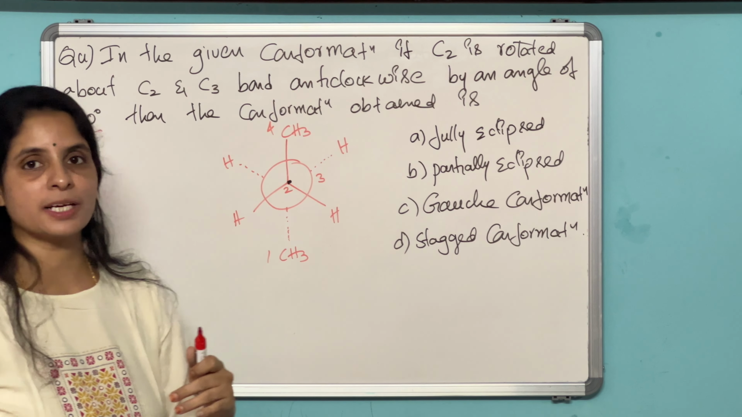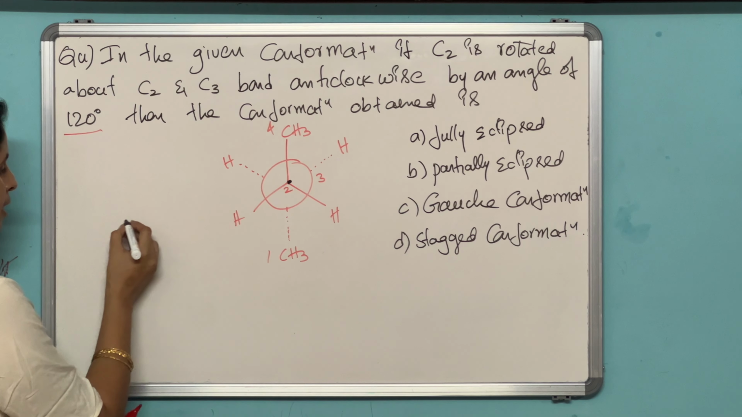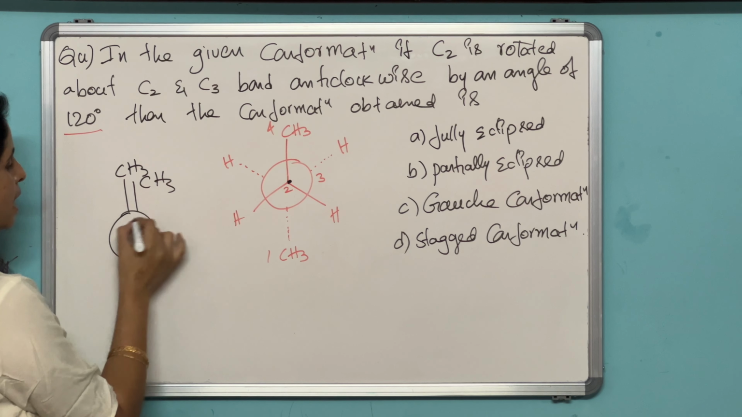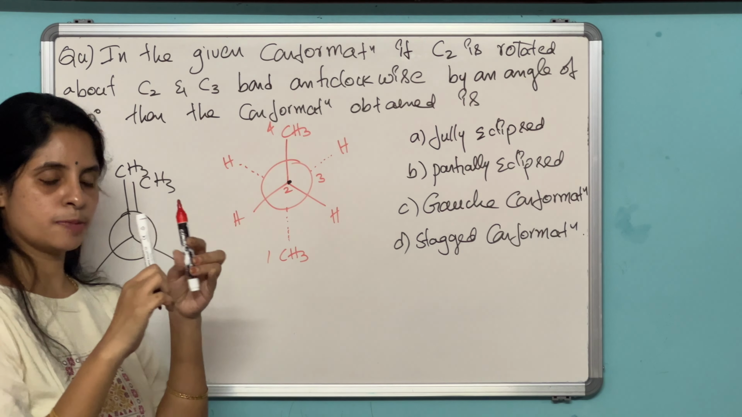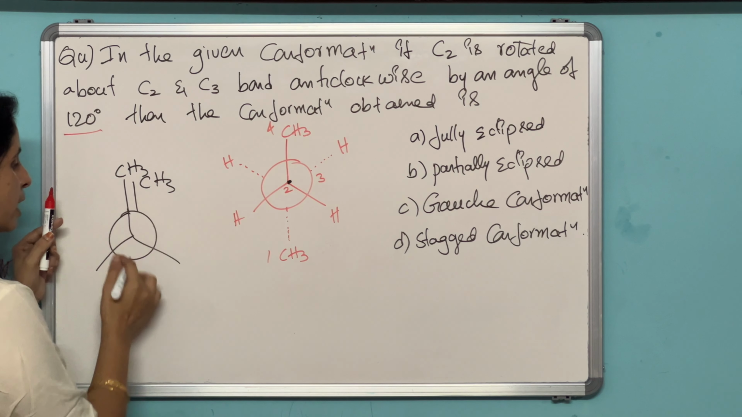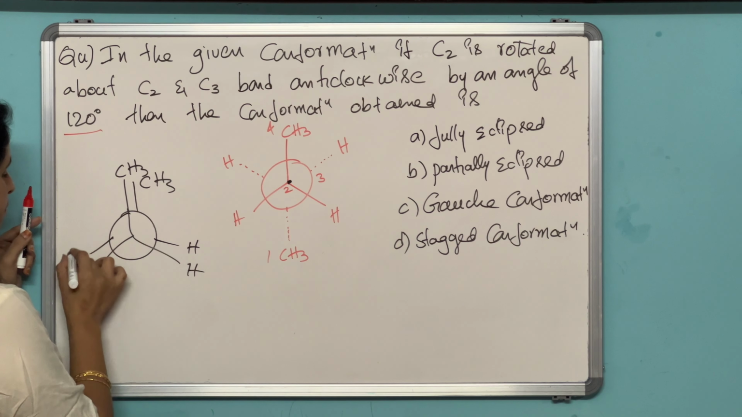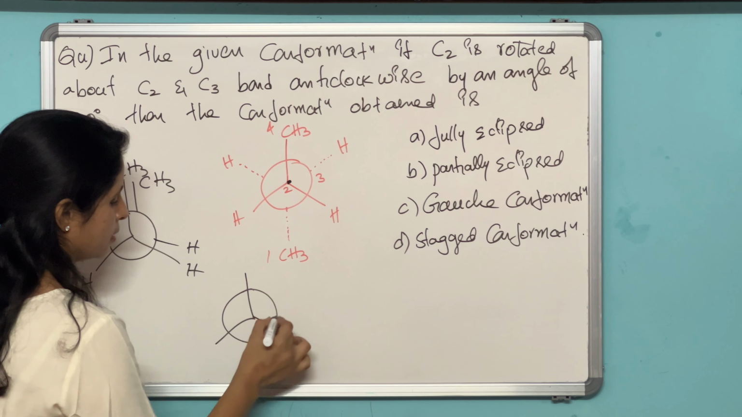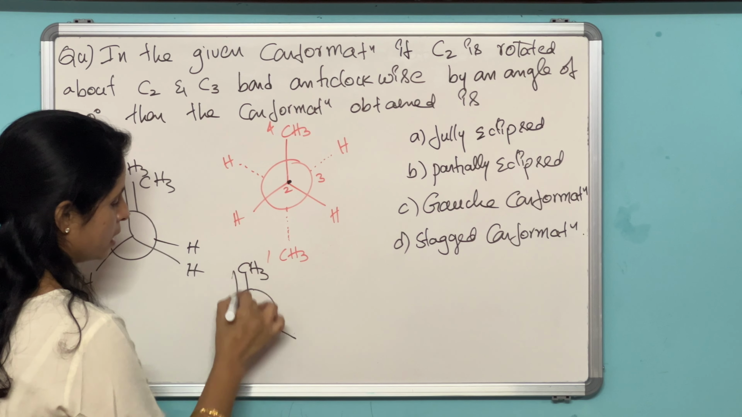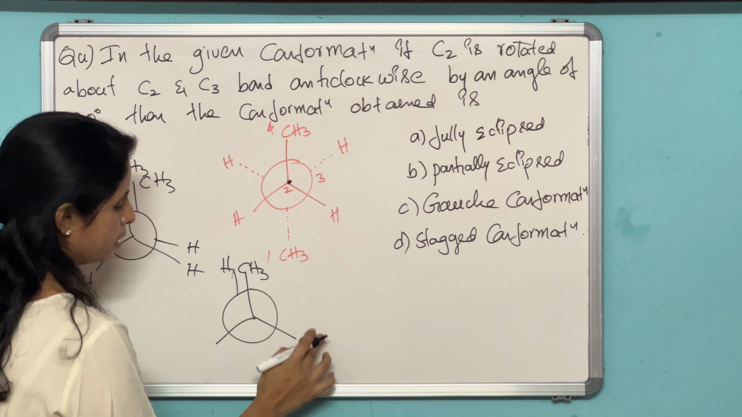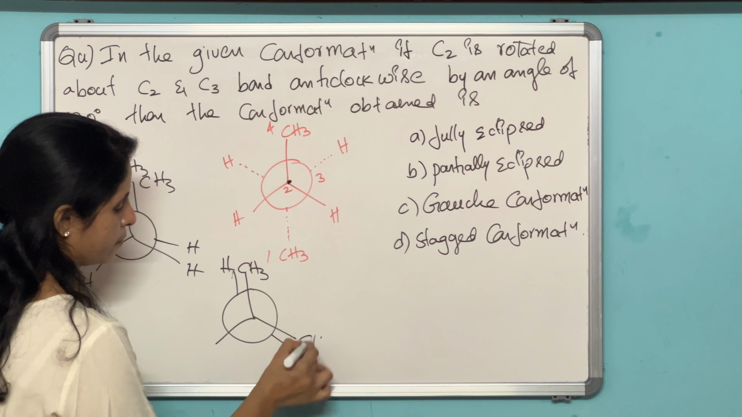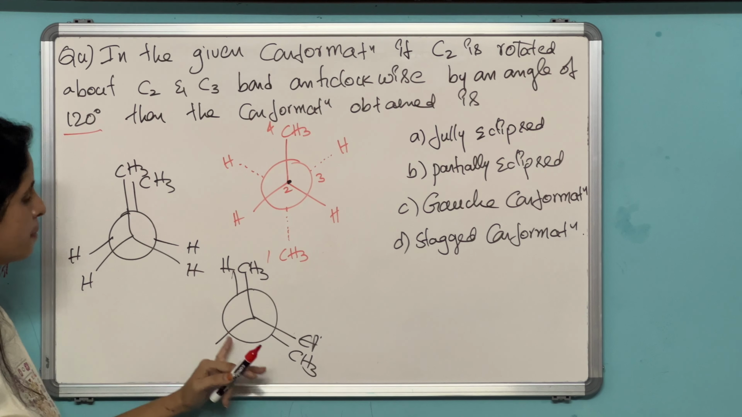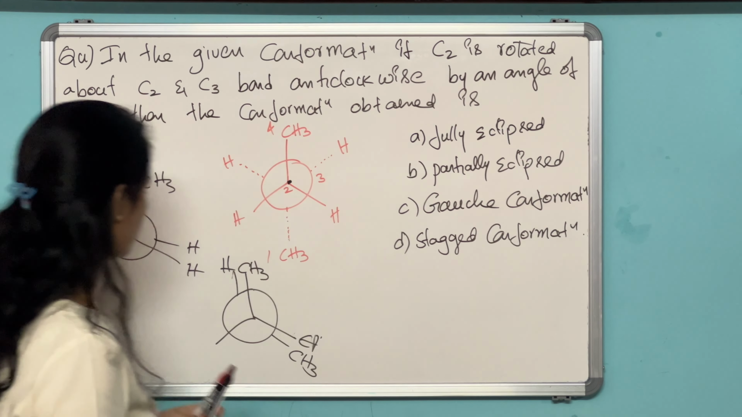The options given are fully eclipsed, partially eclipsed and so on. What is meant by fully eclipsed and partially eclipsed? In the eclipsed conformation, if two CH3 groups are exactly spatially closer, this is called fully eclipsed conformation, like this. And partially eclipsed conformation means like this. You assume here it is CH3, and here will be your another carbon with CH3. This is partially eclipsed conformation. Okay, this is fully eclipsed and this is partially eclipsed.